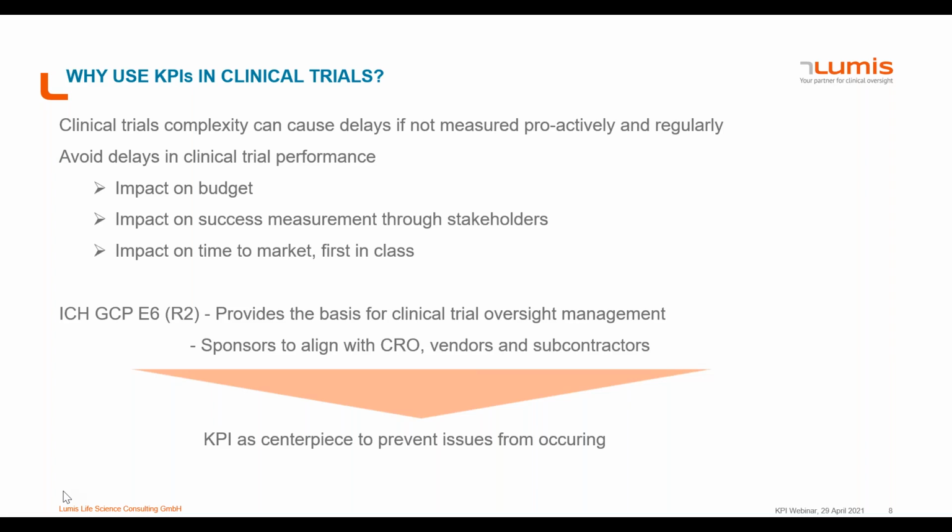And there's also, of course, a regulatory background given. The ICH GCP E6 in its second revision provides a very good basis for clinical trial oversight management. And it is especially also focusing on giving sponsors the possibility to align with their CROs, vendors, and subcontractors. Therefore, key performance indicators can be seen as a centerpiece to prevent issues from occurring.